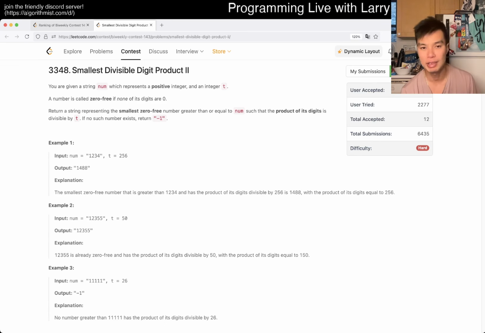So this one, just to be clear, I did not solve it during the contest. I tried to upsolve it, and I did upsolve it successfully, which is great, but it took a long time, as you can see just by the video length. The explanation probably won't be as long, but it is a very hard problem with a couple of prerequisites.